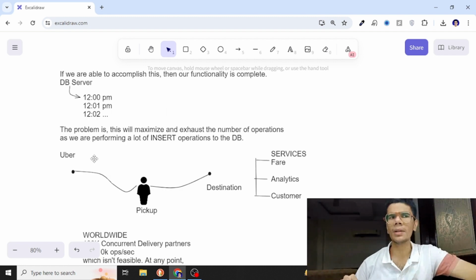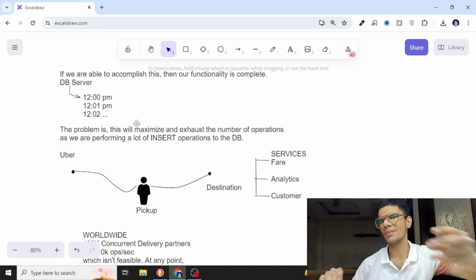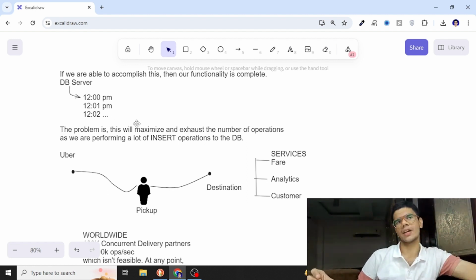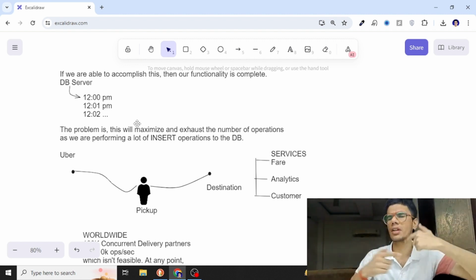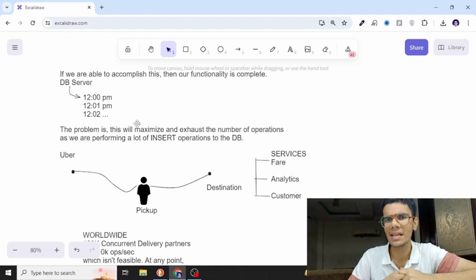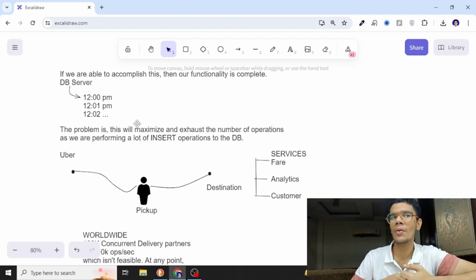The problem is that we will exhaust the number of operations available to the database as we are performing a lot of insert operations. So there is a probability that the database may go down, and you can imagine how big a problem that is when dealing with a lot of concurrent users and handling their data. That's something we definitely don't want.